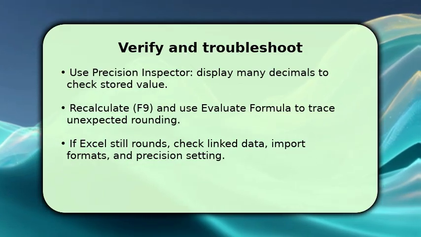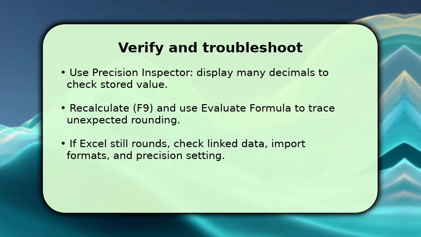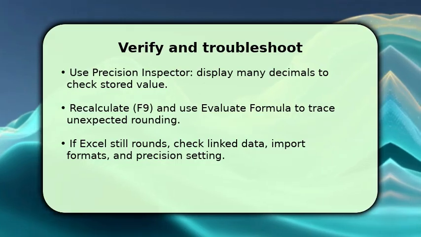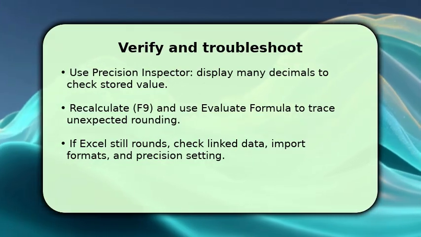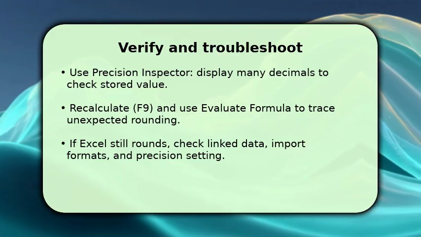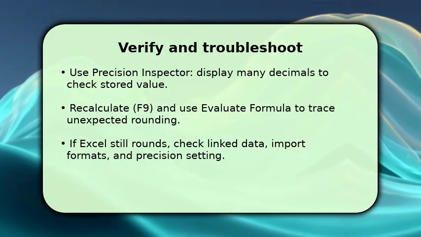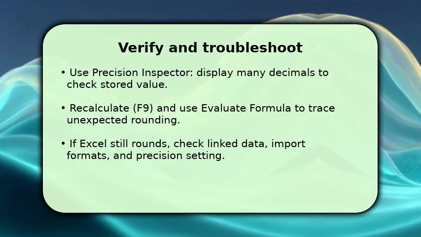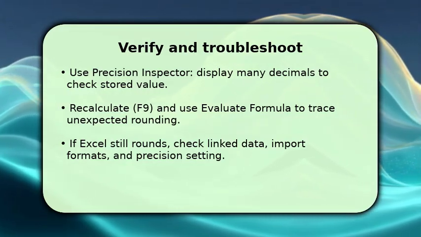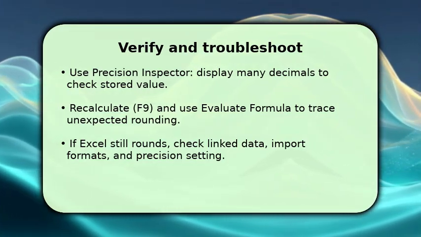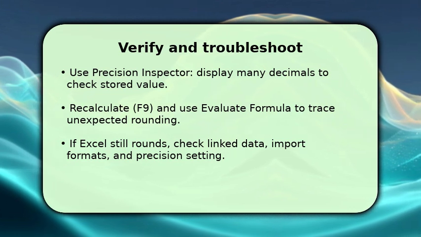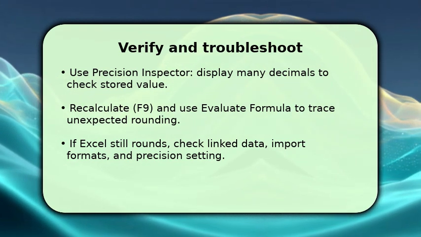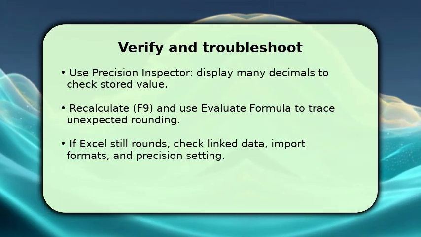Once verified, recalculate with F9 and use Evaluate Formula to find where rounding is introduced. If problems persist, check imported data formats, linked workbooks, or CSV settings that may cast numbers as text or apply rounding. As a troubleshooting tip, if you still see rounding, toggle Precision as Displayed briefly to test behavior, but avoid leaving it on because it permanently alters stored values.